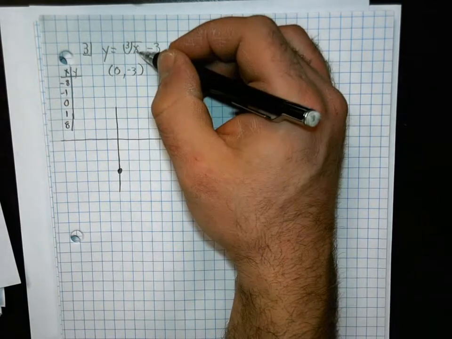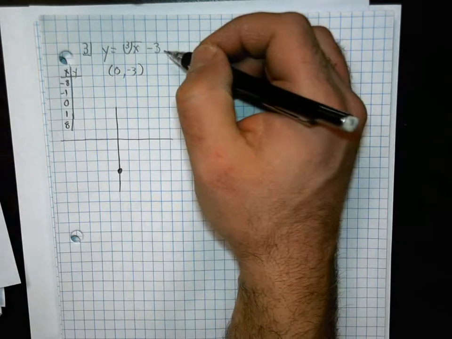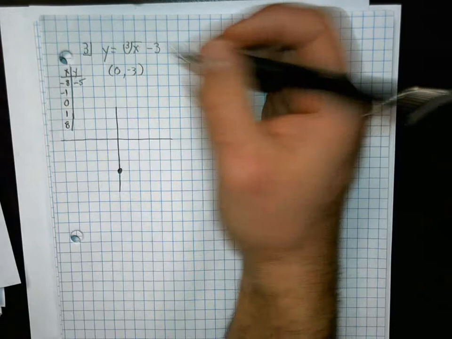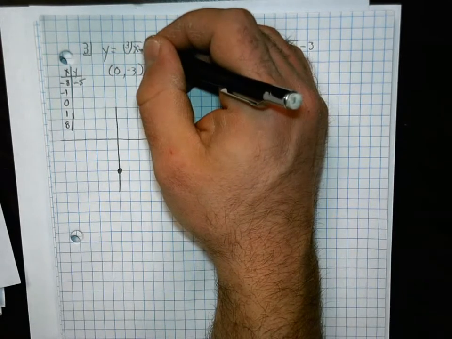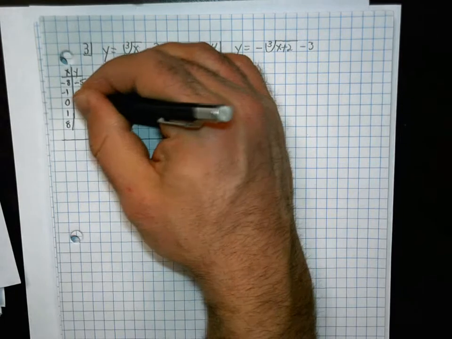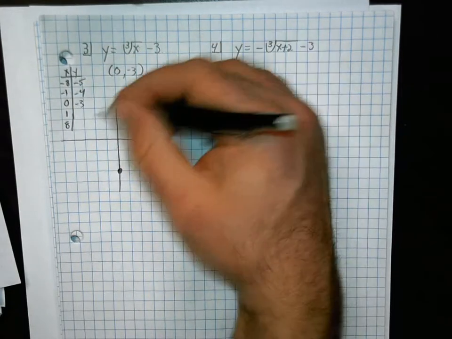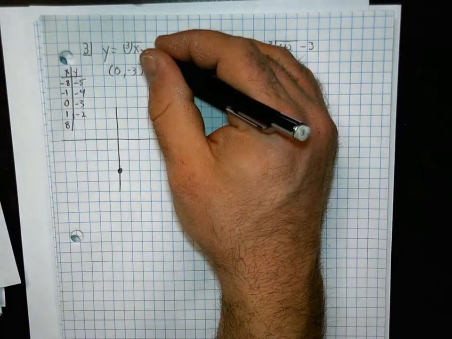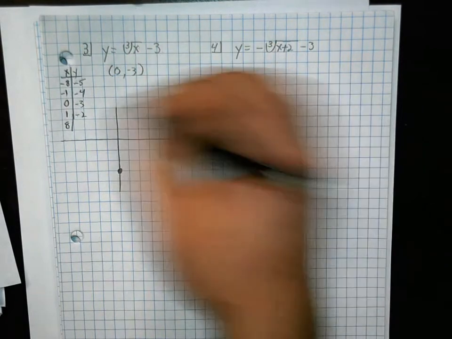So negative 8, cube root of negative 8 is negative 2. Minus 3 is negative 5. And then negative 1 is negative 1. Minus 3 is negative 4. 0 is negative 3. 1 is negative 2. 8 would be 2 minus 3, which would be negative 1.